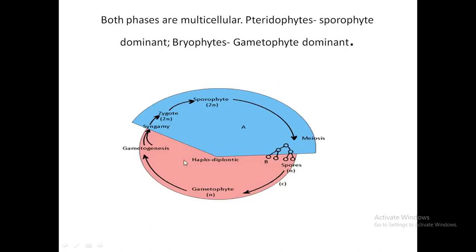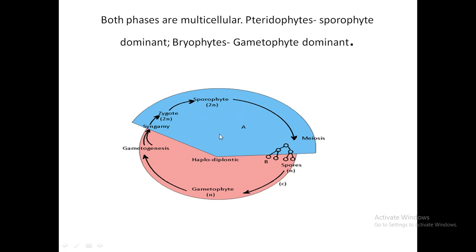Now the third type, haplodiploidic type. It is an intermediate between haplontic and diplontic type of life cycle. Here both the sporophytes and gametophytes are multicellular. But in case of haplontic life cycle, only the gametophyte is multicellular and sporophyte is unicellular. But here both the phases are multicellular, but they differ in the dominant phases.